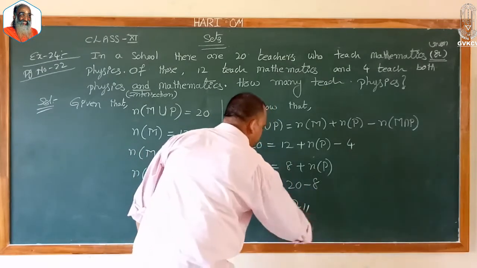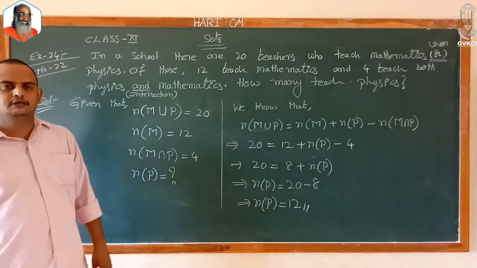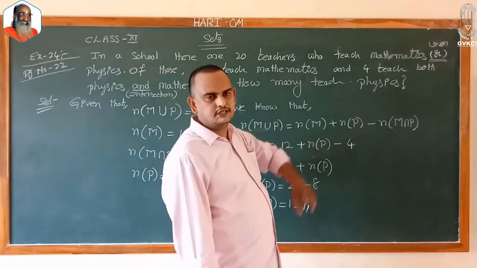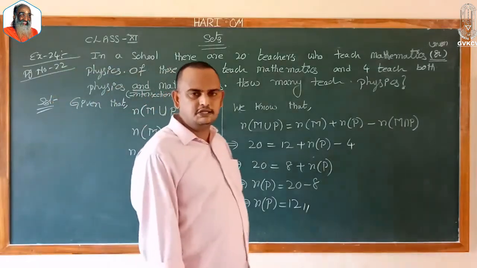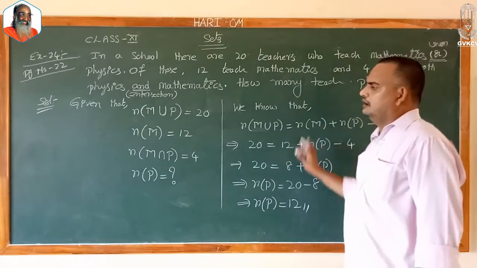N of P is equal to 12. What does that 12 indicate? How many teach physics? How many are teaching physics? 12 teachers. 12 teachers are teaching physics. This is about the problem.